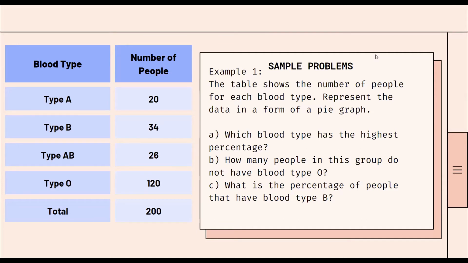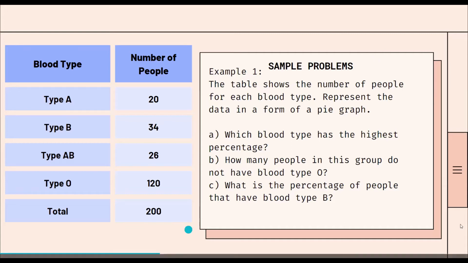But before anything else, these are the questions that we need to answer and consider in making our pie graph. A. Which blood type has the highest percentage? B. How many people in this group do not have blood type O? And C. What is the percentage of people that have blood type B? Now, let's have Ms. Cotejo for the solution for example number 1.